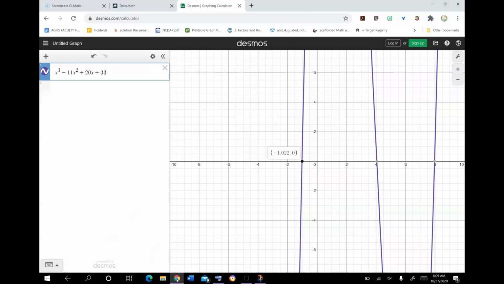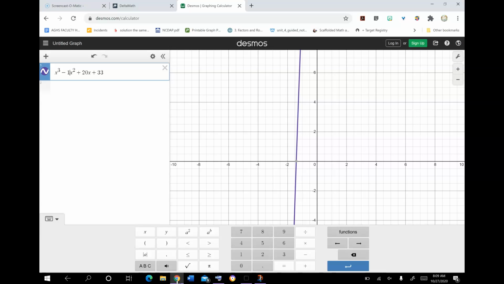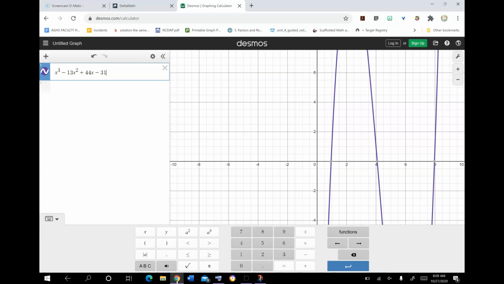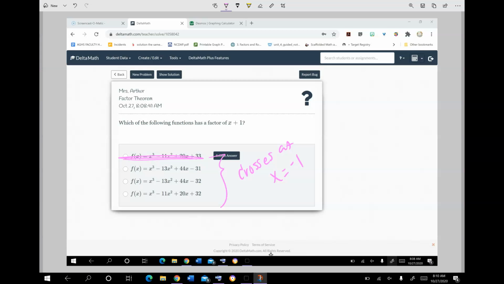All right, the next one is x cubed minus 13x squared plus 44x minus 31. Does it cross at negative 1? Close, but it's actually positive 1. So we mark that one out.